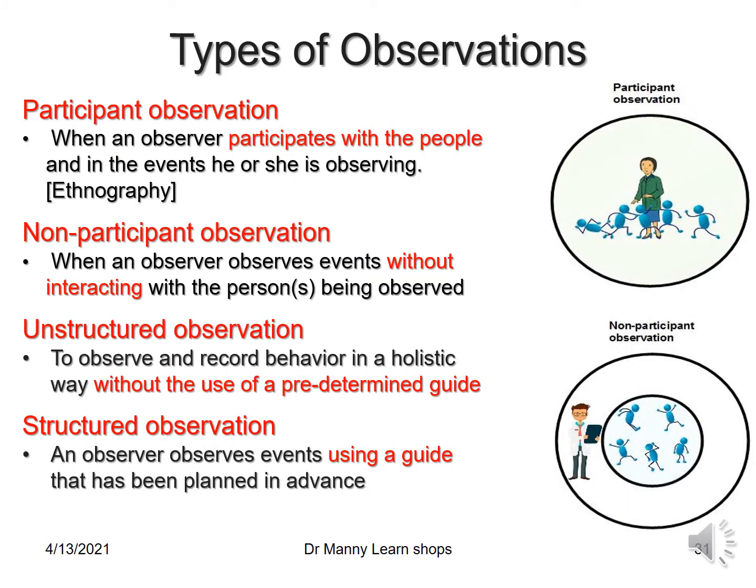What are some of the types of observations that you can make as a researcher? Well, you've got participatory observation. And this is when the observer, you, participates with the people and in the events that you're observing. And typically this occurs in ethnography. Or you've got non-participant observation, when the researcher observes events without interacting with the persons being observed.